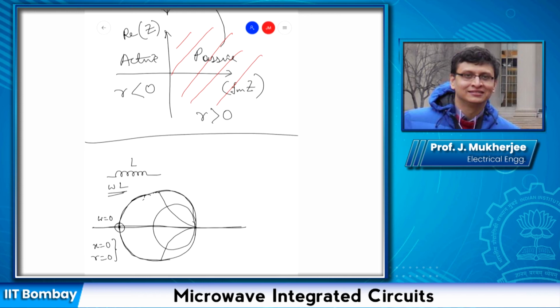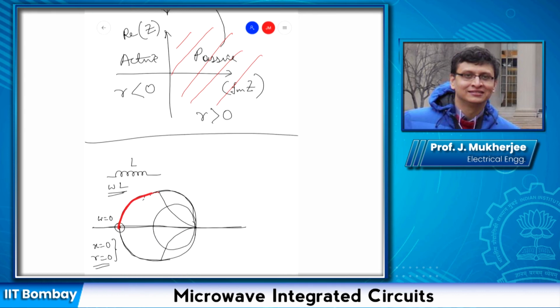Now, as omega increases, the value of R continues to be 0, but x continues to increase. Which means that the locus that will be followed for increasing omega will be along the circumference of this circle. Okay, so it will be like this.